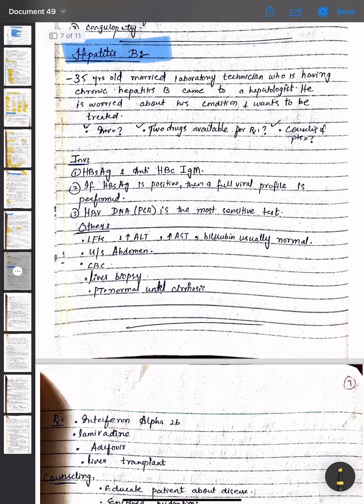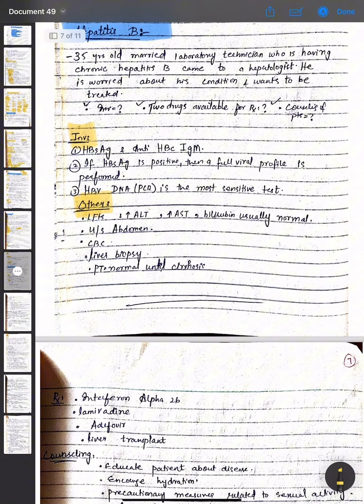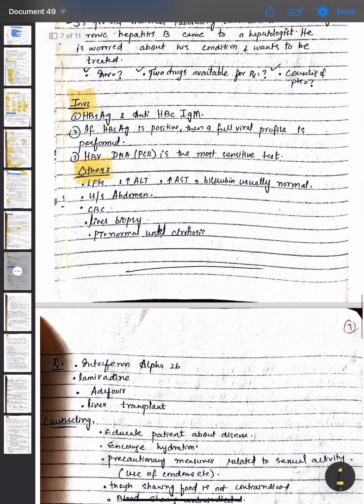The investigations for hepatitis B are HBsAg and anti-HBc IgM. If HBsAg is positive, then a full viral profile is performed. HBV DNA PCR is the most sensitive test. Other investigations are LFTs, with raised ALT and AST, while bilirubin is usually normal. Ultrasound abdomen, CBC, and liver biopsy are done, and PT is normal until cirrhosis.